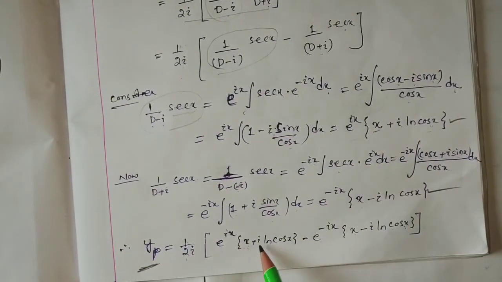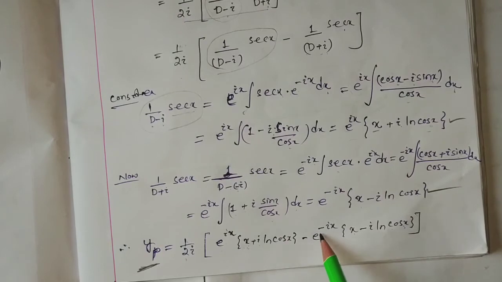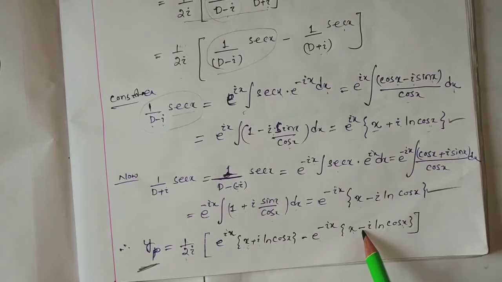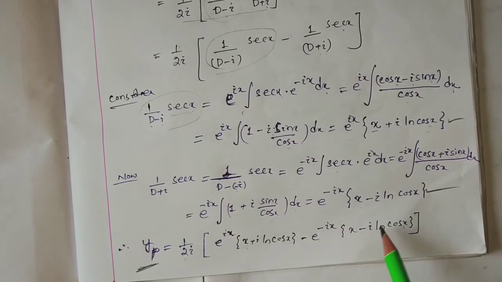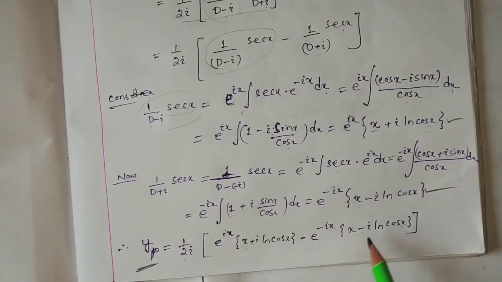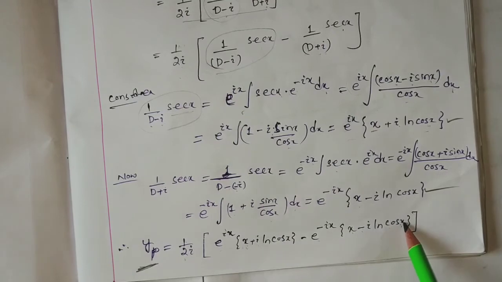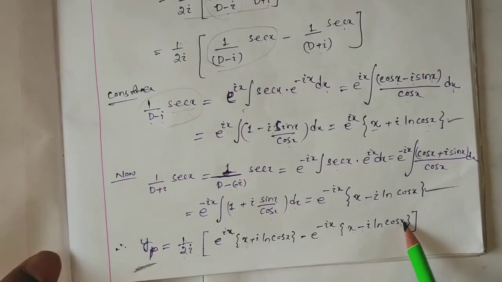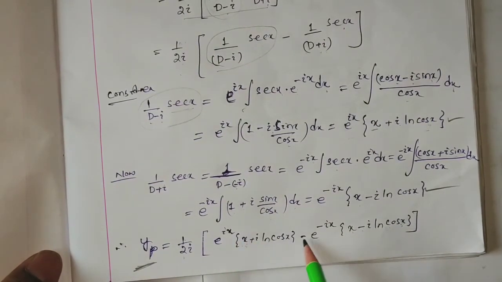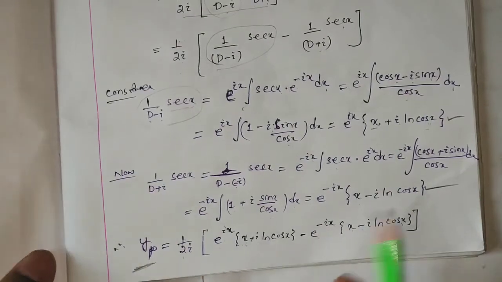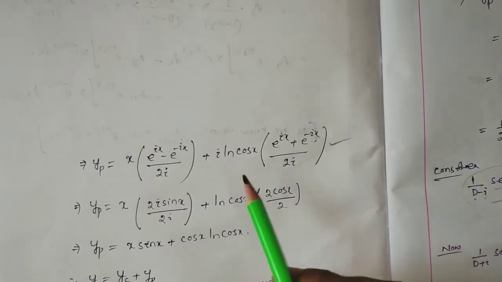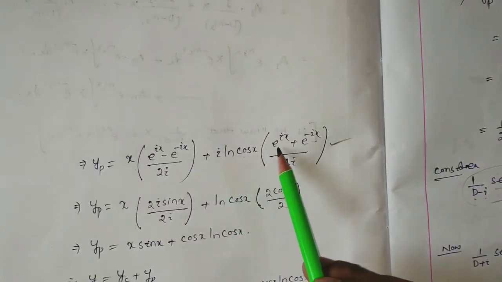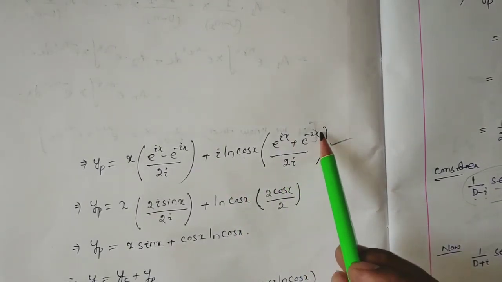Likewise here you can see e to the power ix i ln cos x, and minus e to the power minus ix times minus i ln cos x, so minus minus plus, plus e to the power minus ix i ln cos x. I can take common i ln cos x. So what can we find? We find e to the power ix plus e to the power minus ix by 2i. Same thing it has been written here.